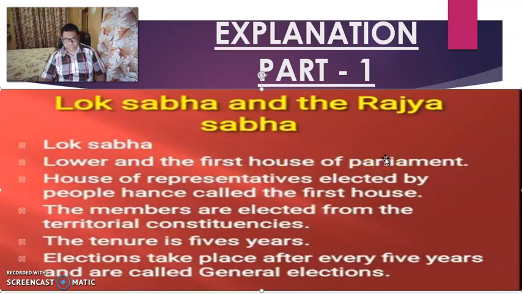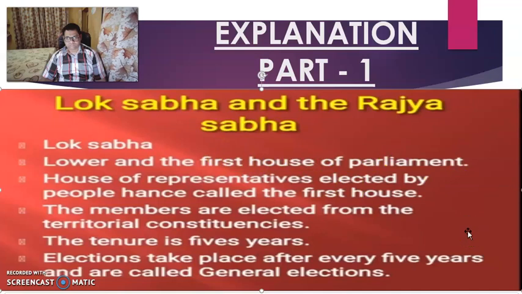Why is it called the first house of parliament? Because the members in this house are directly elected by the people, in elections which take place every 5 years. In that election, people elect some representatives, and those representatives sit in the Lok Sabha. So this house is also called the first house of parliament.